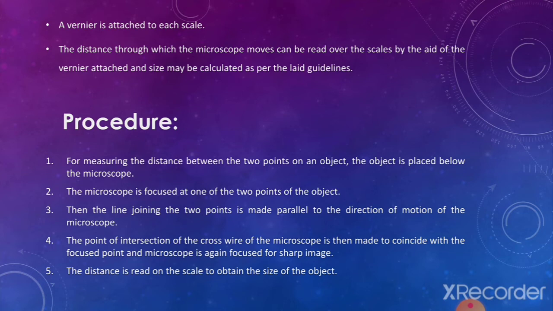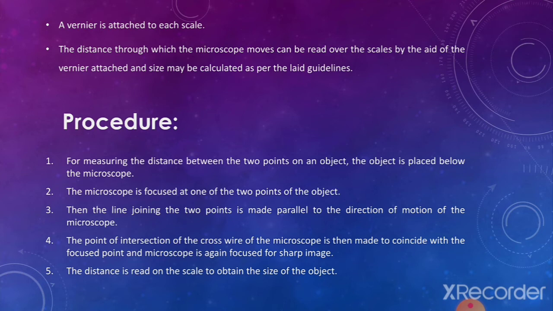A vernier is attached to each scale. The distance through which the microscope moves can be read over the scale with the aid of the vernier attached, and size may be calculated as per the laid guidelines. Procedure to determine the size by using the traveling microscope method.